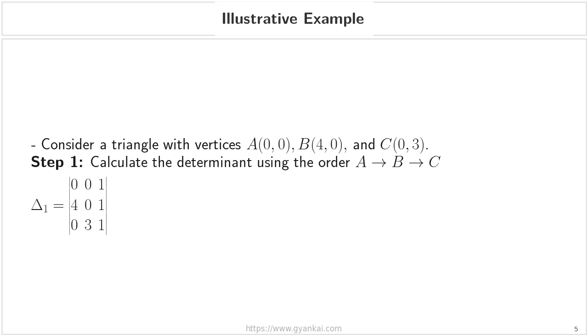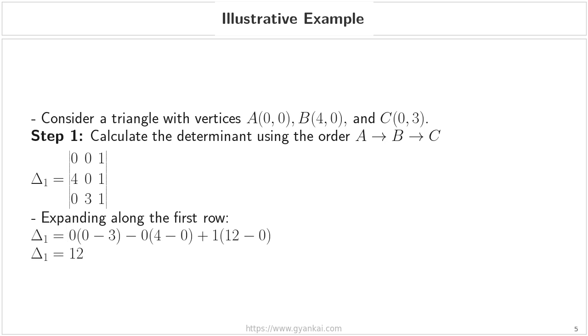We'll refer to this determinant value as delta 1. To solve this, we will expand along the first row. We take the first element, 0, and multiply it by the determinant of the remaining 2x2 matrix, which is 0 minus 3. Next, we take the second element, 0, and subtract the product of 4, 0, and the remaining 2x2 matrix, which is 4 minus 0.